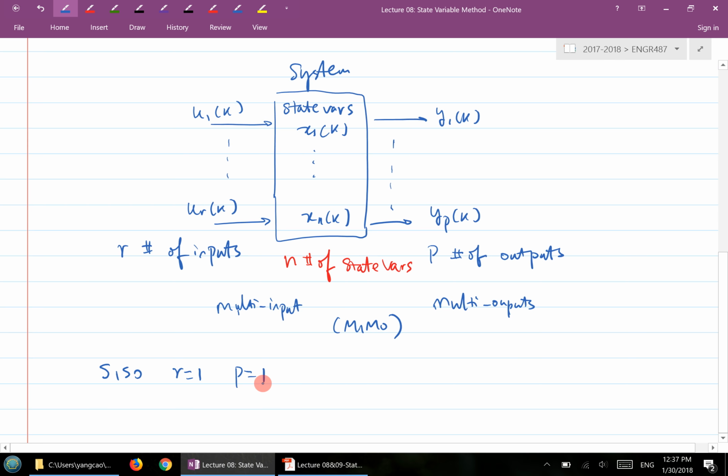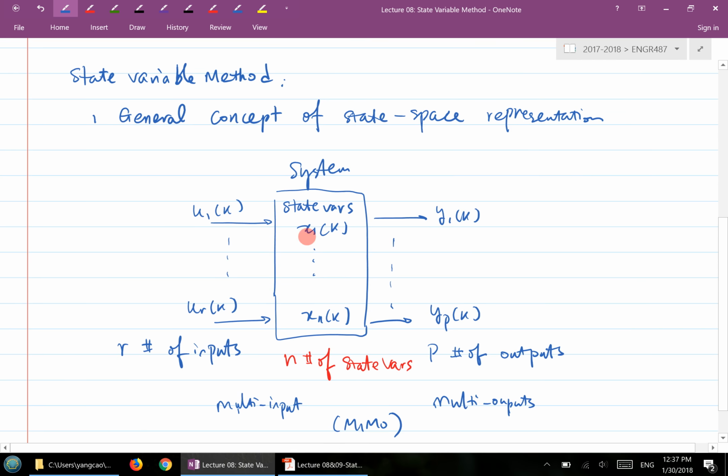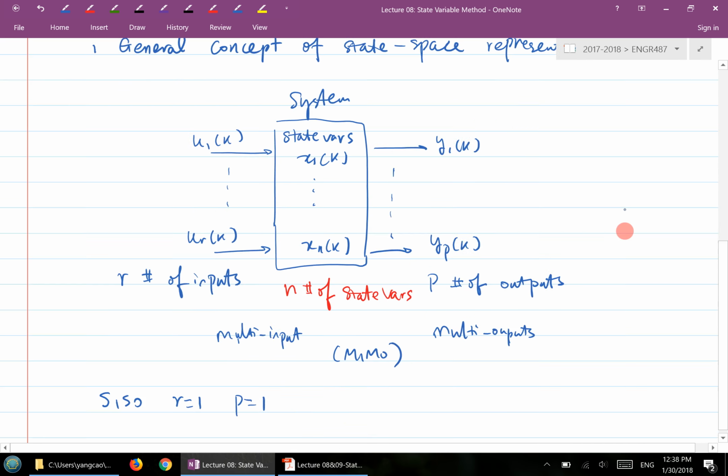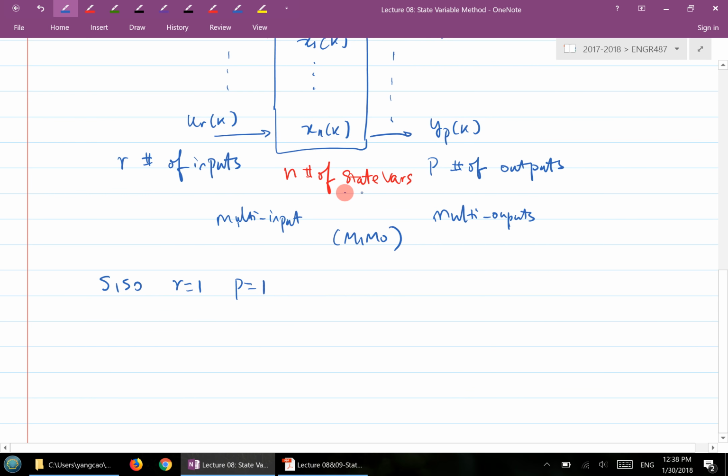So that's the model we're going to use to describe our system. Remember the objective, right? I'm not going to use a pulse transfer function G of Z anymore. Basically, I'm not going to design my controller using G of Z anymore. I'm going to transform this G of Z into a different mathematical model. It's not an arbitrary transform; there are procedures to follow. And with this state space model, you have a number of states and a number of inputs and outputs, and then we can design our controller. So let's go back to the state variable.